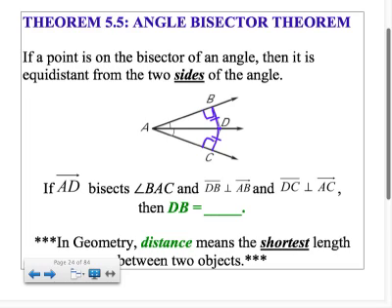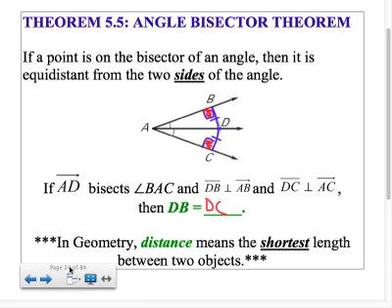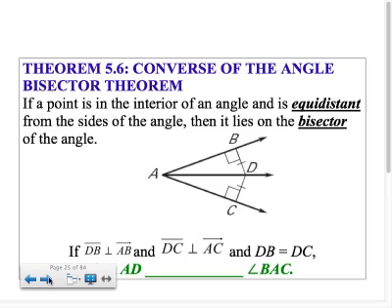Now the important thing to recognize here is that when we talk about equidistant, we're looking for these right angles. You've got to be perpendicular if we're talking about distance. The shortest distance is going to be perpendicular. So in terms of words, it says if AD bisects angle BAC and DB is perpendicular to AB and DC is perpendicular to AC, then the distance from D to B is the same as the distance from D to C. And again, here's the shortest length. So distance means shortest length between the two objects.